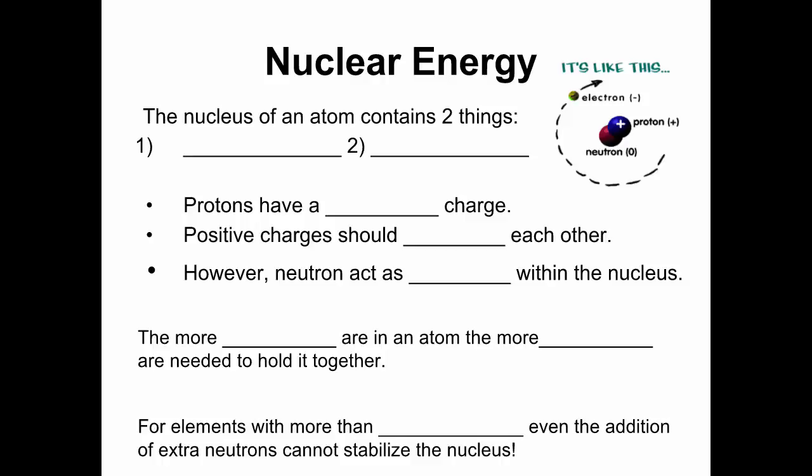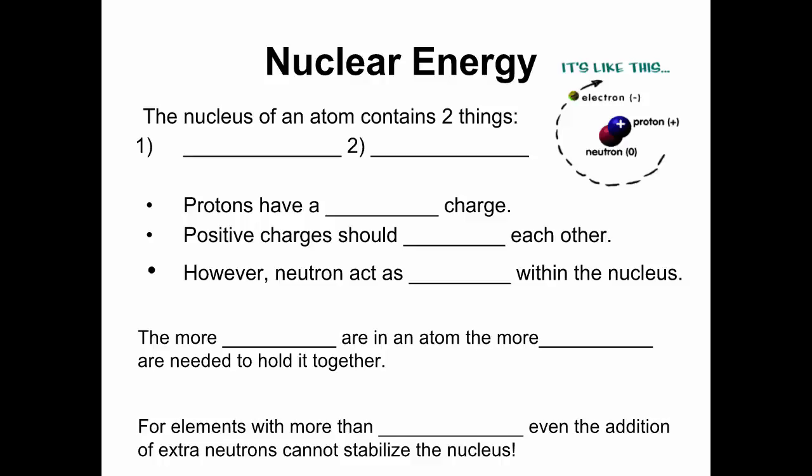So let's start with just a little bit of review back from our chemistry days. We call this unit nuclear energy. What is nuclear? Nuclear bomb, nuclear power plant. What's the nuclear part? Yeah, having to do with the nucleus. That's where that word comes from. That involves the nucleus of atoms.